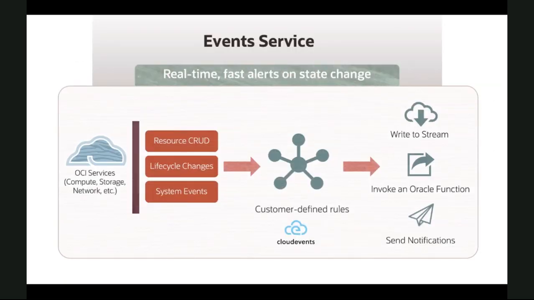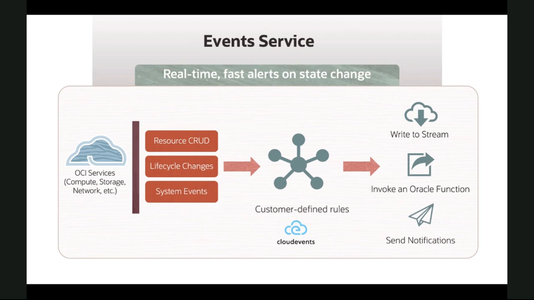The event service provides real-time fast alerts on state changes of OCI resources. You may have a number of other OCI resources like compute instances, storage buckets, networks, databases, and so on. These services are constantly emitting lifecycle change events. Oracle Event Service is a nice way to keep an eye on these events and take some action based on certain lifecycle events that you're interested in. For example, if somebody starts a compute instance, you may want to get notified. Somebody creates a public bucket, you may want to make that bucket private, for example, and so on.